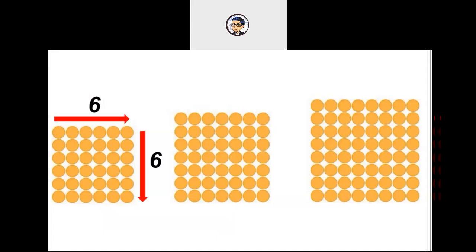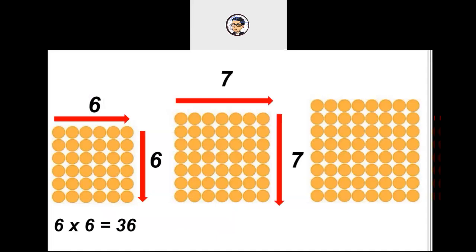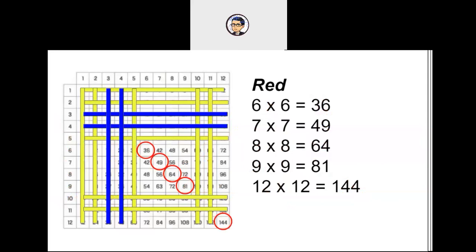6 rows of 6 in each, 6 times 6 is 36. 7 rows of 7 in each, 7 times 7 is 49. 8 rows of 8 in each, 8 times 8 is 64. These are square numbers. So what we can do now that we see those arrangements, we can eliminate those as well.